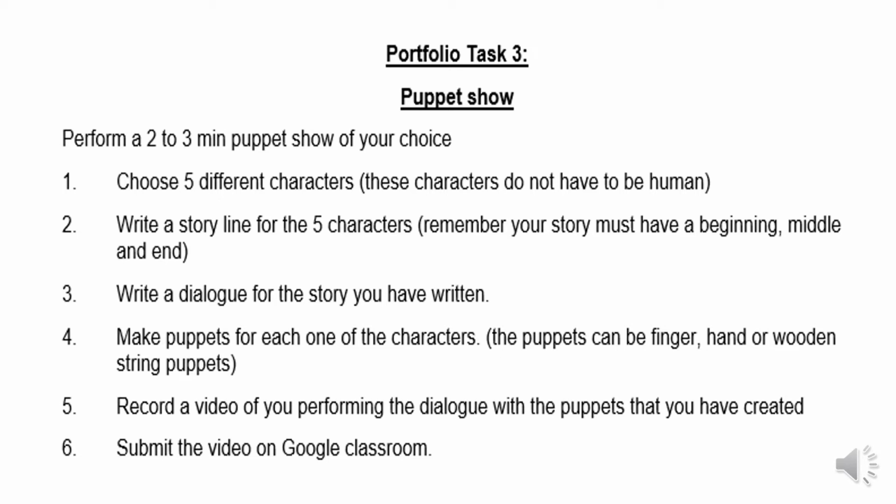Then you write a little storyline for them. So if all of these 5 characters had to be in one story, what would the story be like? What is the beginning, the middle, and the end of a story? So please keep in mind the typical storyline. So you have an introduction, you have a climax, and then you have an end to the story. So be a little bit creative there.